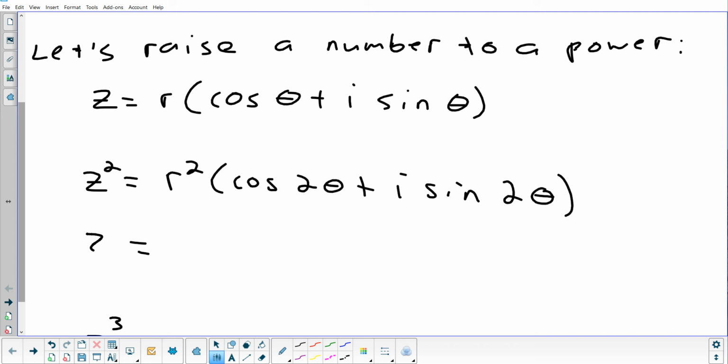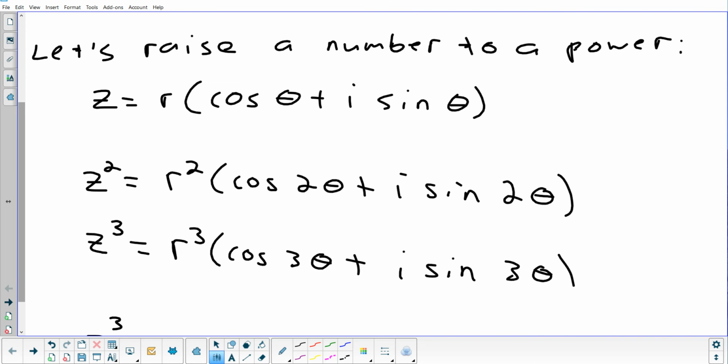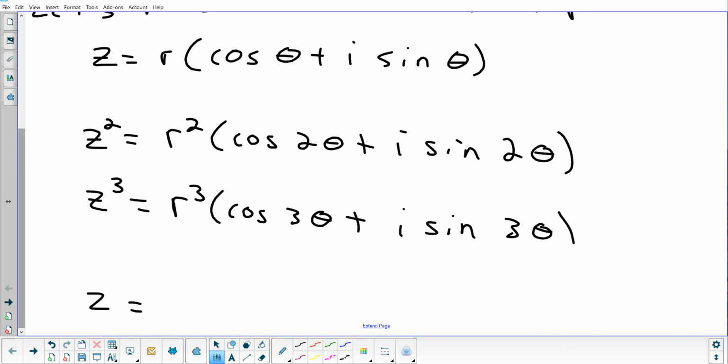So anyone think they know what z cubed would be based on the pattern for z squared? Which again, we didn't prove it, but yeah. It would be r cubed, cosine 3 theta plus i sine 3 theta. So that's what you would get if you were to cube it. Now, how about if you raised it to the nth power? And this is basically the formula in general. Anyone tell me that one?